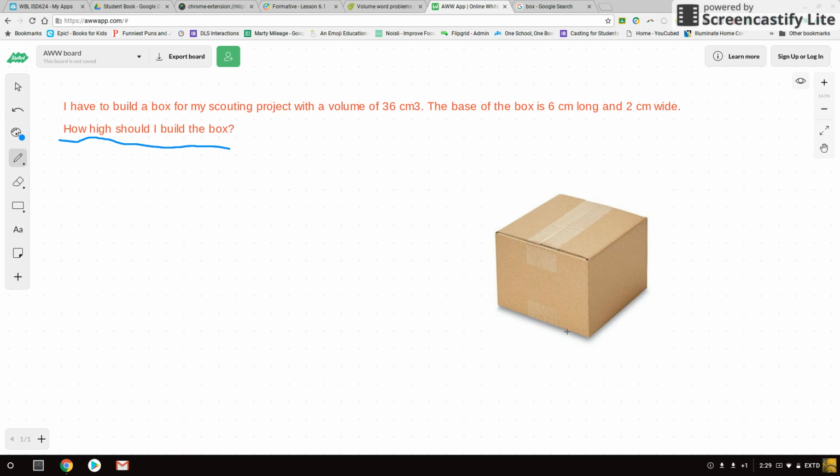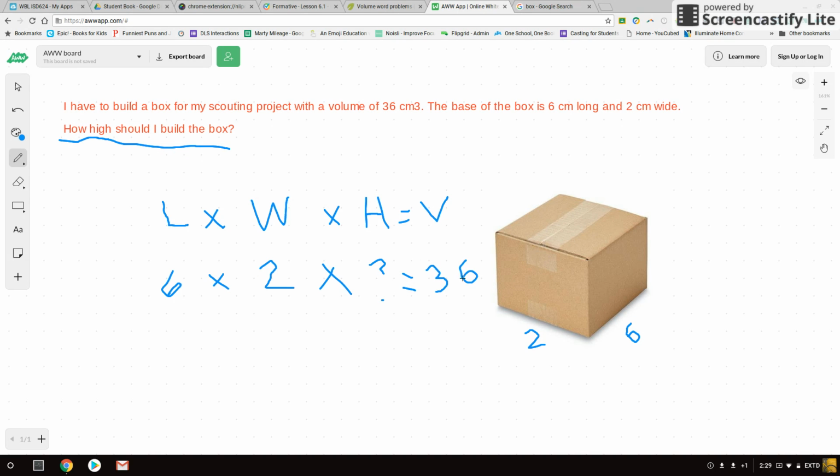So I kind of have this box here. I think about it. I know two of my measurements. I know that it's 6 long, it's 2 wide. Well, I know my formula for finding volume is length times width, which we know, times height. So right now, we know the length is 6, and that's going to equal volume. We know the width is 2, and we don't know the height, but we do know that 36 is our volume.